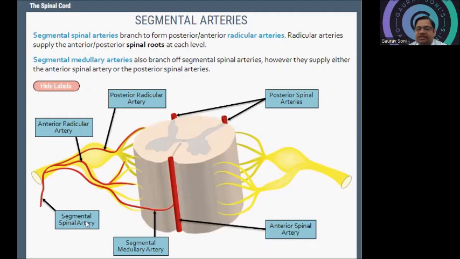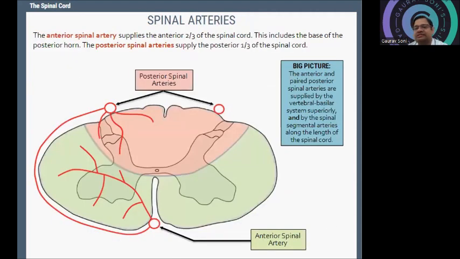You can see this is the segmental spinal artery, then anterior radicular arteries are formed, and a posterior radicular artery is there. Then the segmental medullary artery goes to the anterior spinal artery. From the posterior side it can go to the posterior spinal artery. You can see the two twigs in this diagram. So this was about the segmental arteries. Then we'll talk about the spinal arteries.